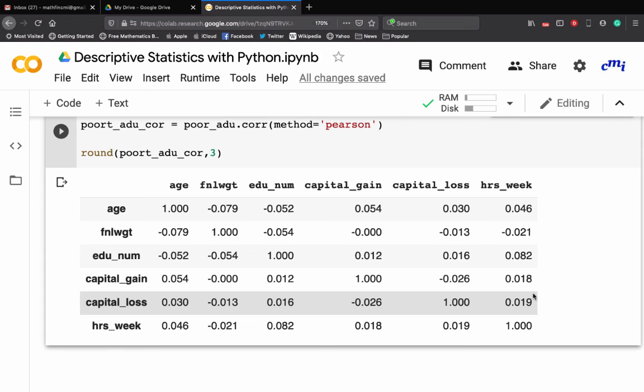So with that, I will stop this analysis, but you can keep doing it with other variables and other combinations, and it will be fun. Keep doing that. Thank you and enjoy your analysis.